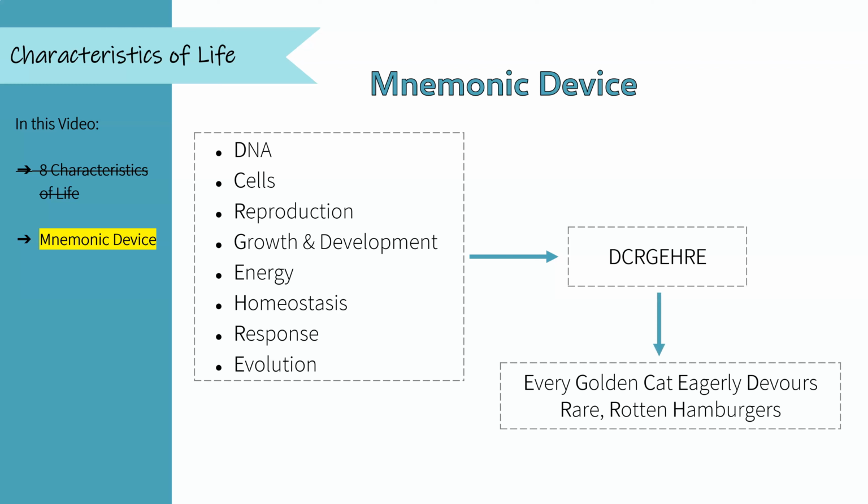Here's one that I came up with. Every golden cat eagerly devours rare rotten hamburgers. This isn't the best one. I'm sure you can come up with something better or that will be easier for you to remember. I just wanted to give you an example.